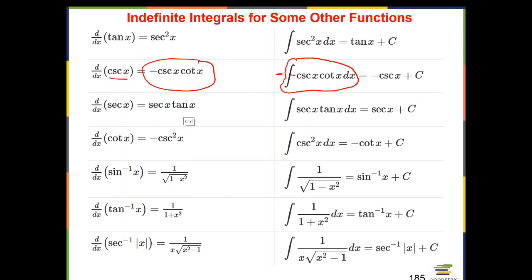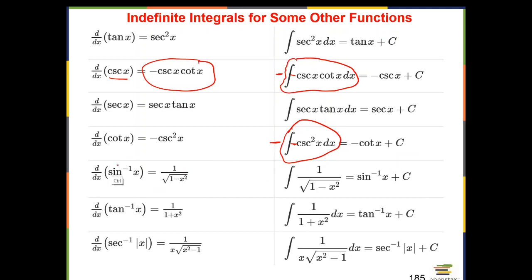Derivative of secant is secant tangent, so the antiderivative of secant tangent is secant. Derivative of cotangent is negative cosecant squared, so the antiderivative of cosecant squared is, well, let's see, we have to put a negative here again and a negative here. And it would be negative cotangent, right? So negative cotangent plus c.